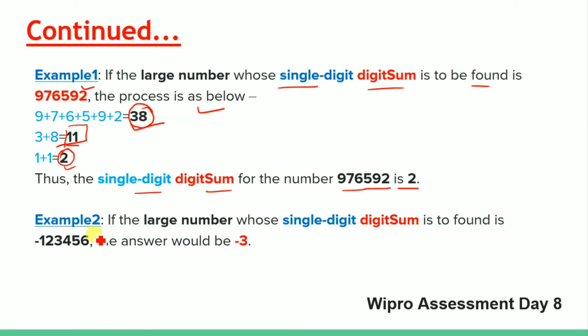Similarly, the second example is: if the large number whose single digit sum is to be found is minus 123456, the answer would be minus 3. We will solve this problem in the Dev C++ application.